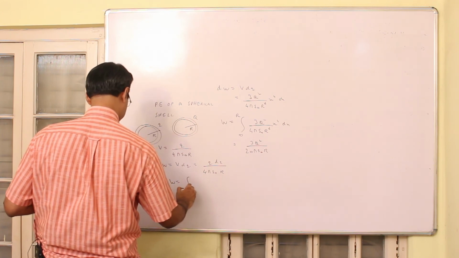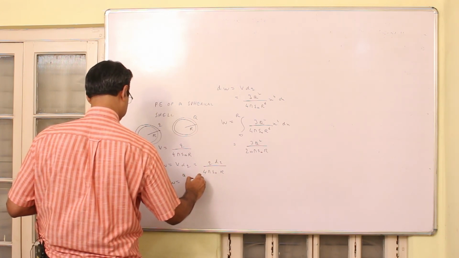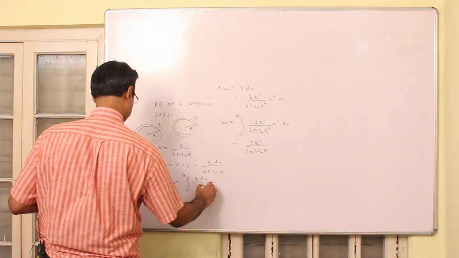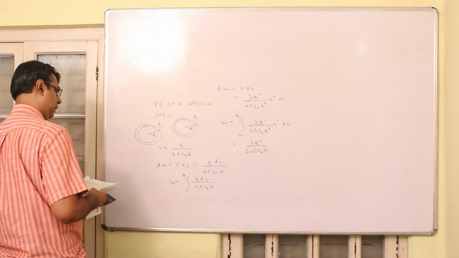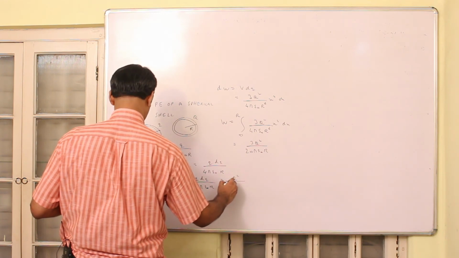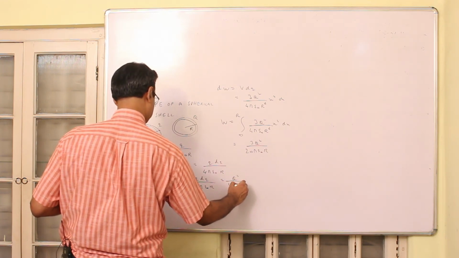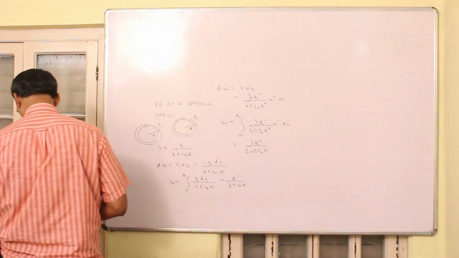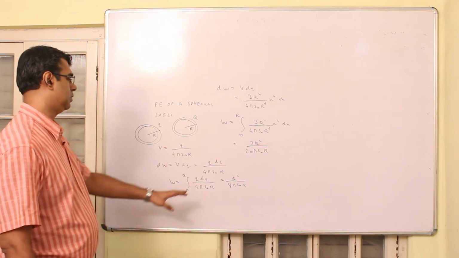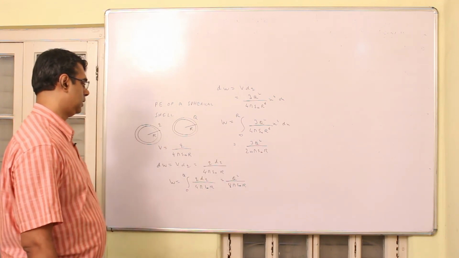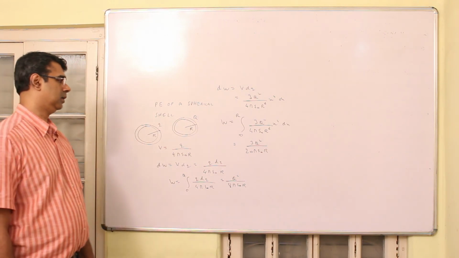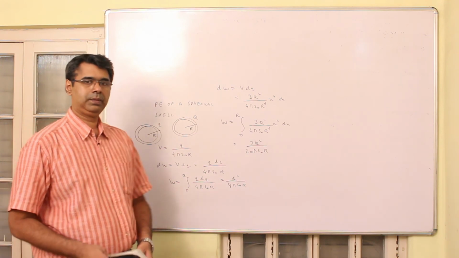So the total work done will be the integral of dw from 0 to q, which comes q square by 8 pi epsilon naught R. So these are the formulas: potential energy of a uniformly charged sphere and potential energy of a spherical shell, and that brings us to an end of the chapter Gauss's law.